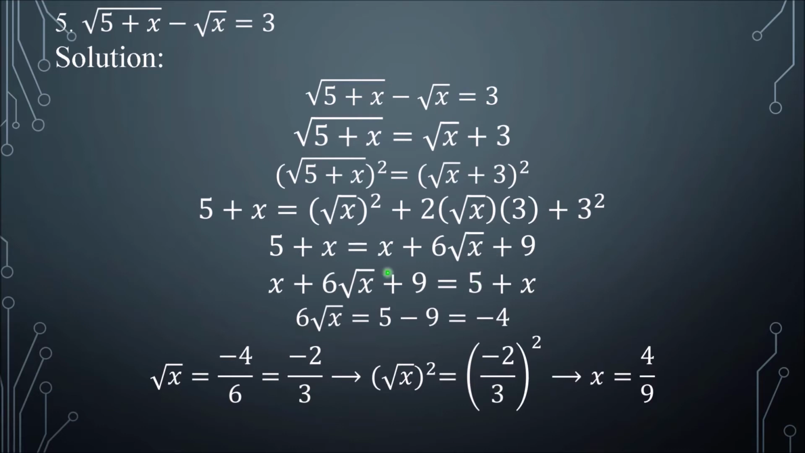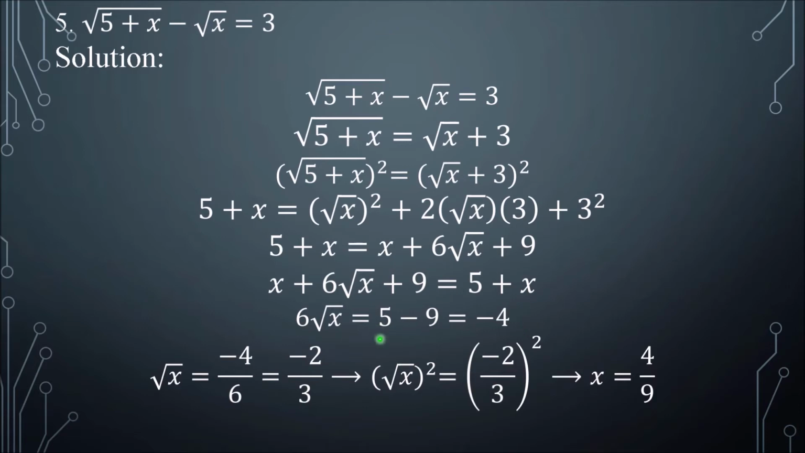Now, changing the position, we have this one is this, and then this one is this. Then after that, x and x are cancelled. So, what is left is 6 square root of x on this side, and then 5 on the other side, and then transferring 9 to the other side, it will become negative 9. So from positive to negative. Now, 5 minus 9 is negative 4.